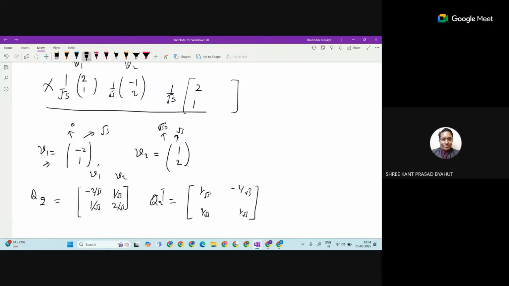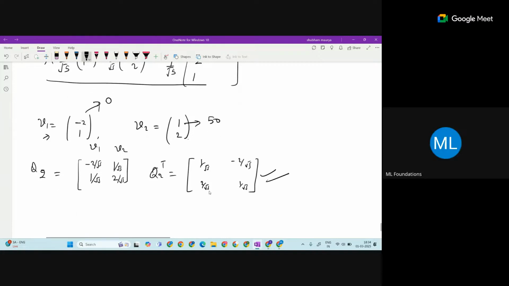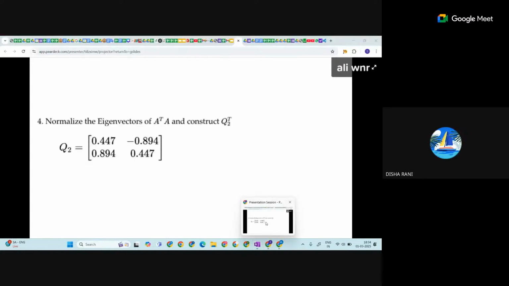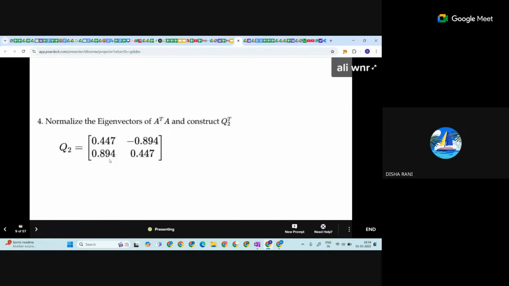First, Q2 we have to transpose. Look at the bigger one. This is of eigenvalue 50. Right? This is for 50. So what was the answer given? This is the answer, written in decimal form: 0.89 and minus 0.45.